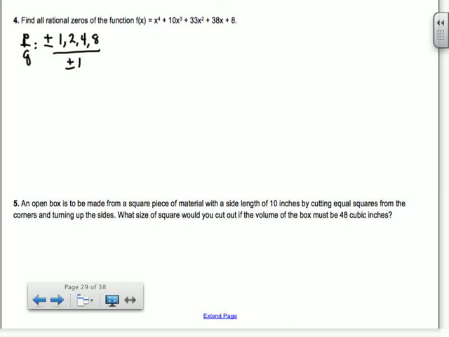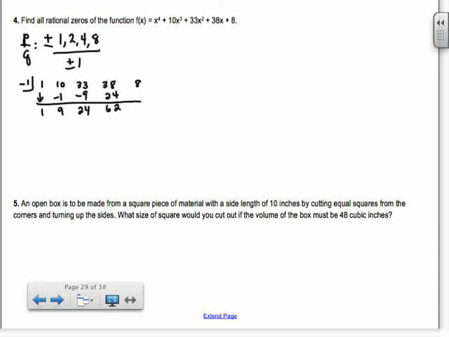So let's say we try negative 1. So I have 1, 10, 33, 38, and 8. So 4, 3, 2, 1, 0. So negative 1 times 1 is negative 1. Add straight down, I get 9. Negative 1 times 9 is negative 9. Add straight down, I get 24. Negative 1 times 24 is, ooh, goodness, 24. So when you add straight down, you guys see you get 62. Right away, I can tell this is not going to work. So I cross it out.